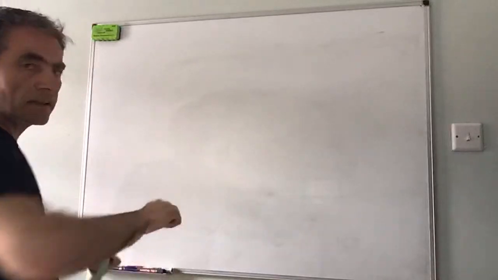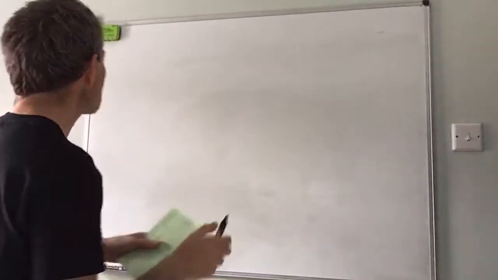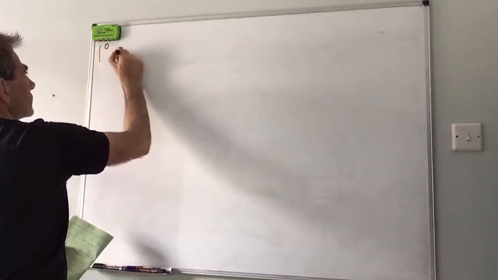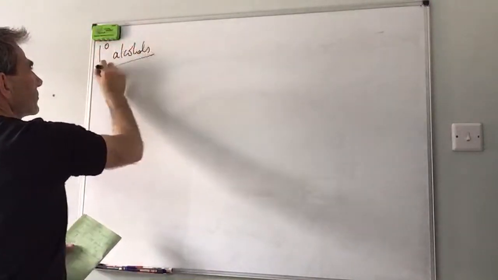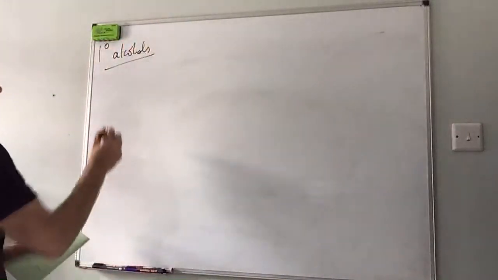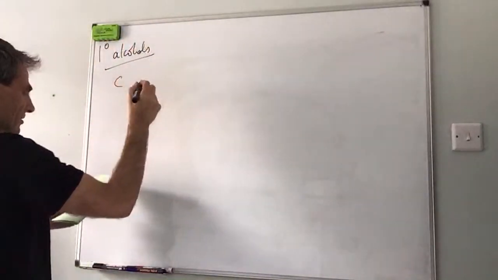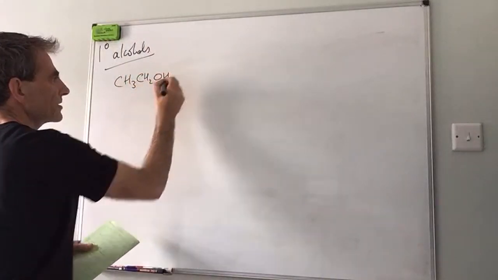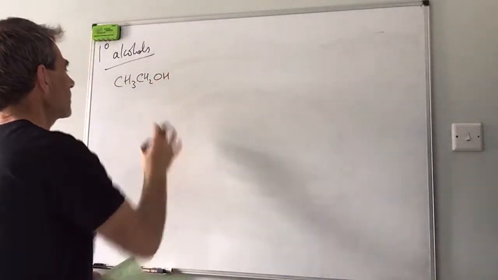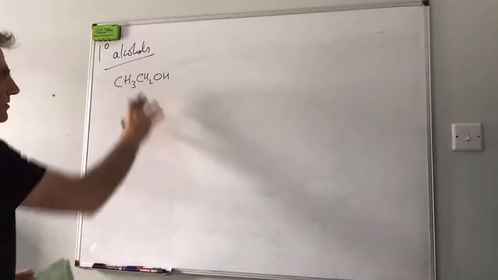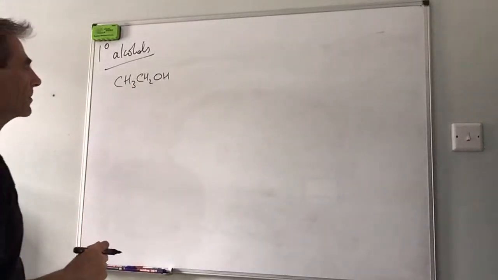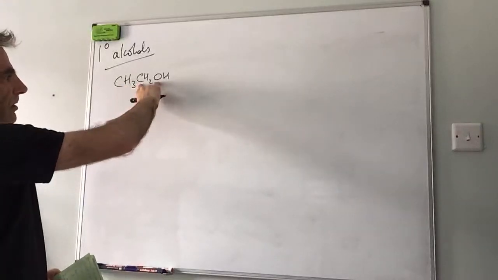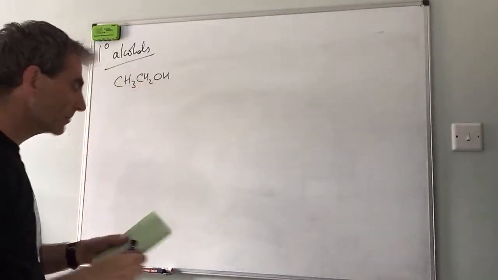So we'll just break it down into the different types of alcohol. The first thing we'll do is primary alcohols. I'm going to use ethanol just to illustrate this: CH3CH2OH. I won't bother with displayed formula, I'm just going to use structural and skeletal to save a bit of time. It's a primary alcohol because that carbon, the OH carbon, is bonded to one other carbon, okay?